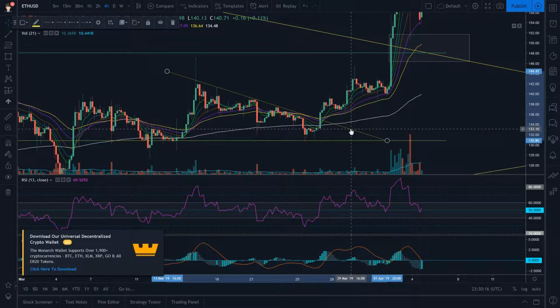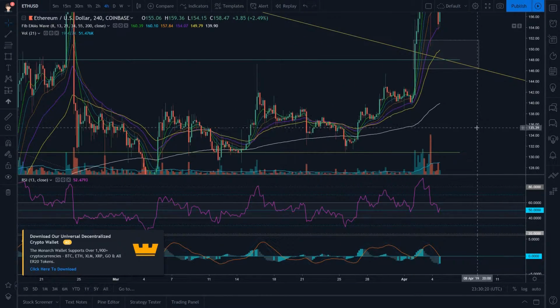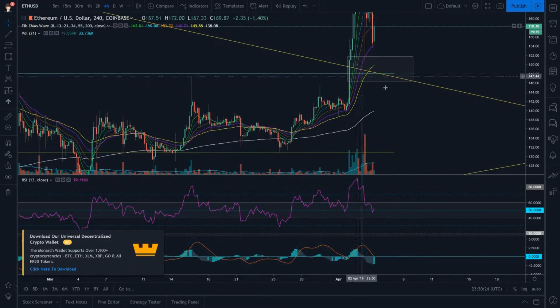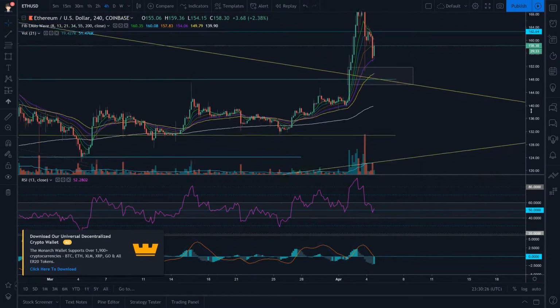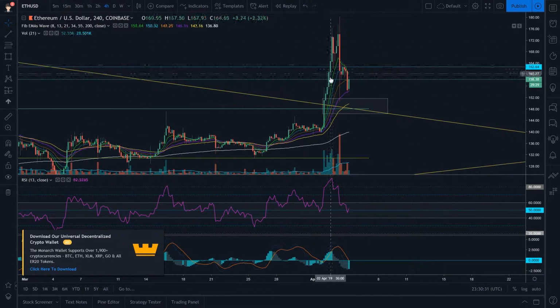Remember in the last video, I think one of the first videos I did, we had just broken out of that channel and we were waiting to see what would happen when we got to this trend line here. And price just blew right past it. You can see it just blew right past it with massive volume.